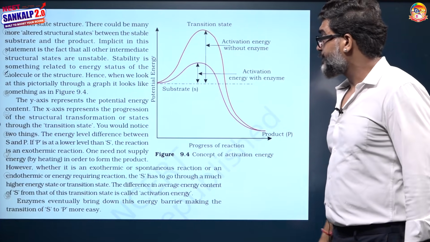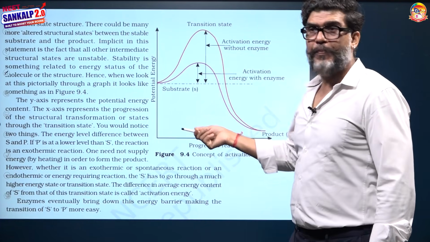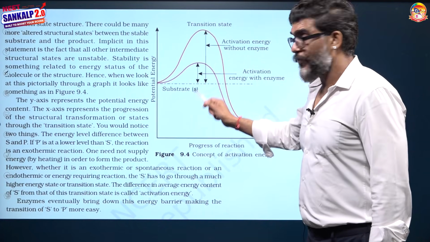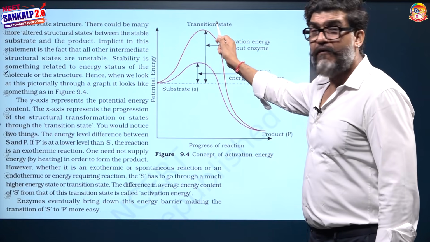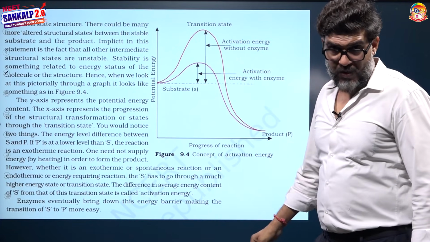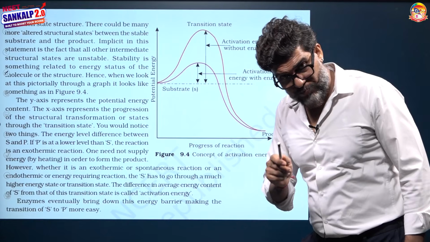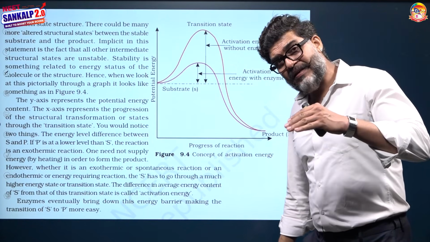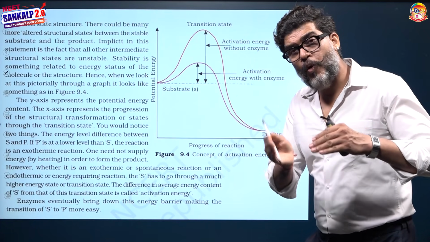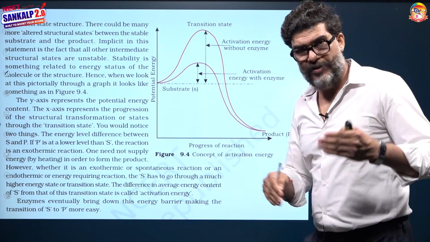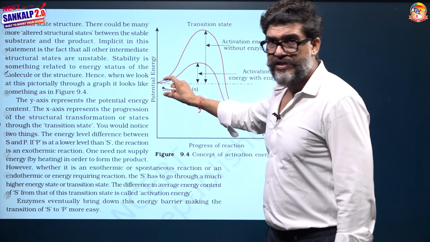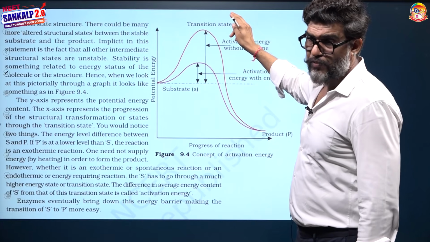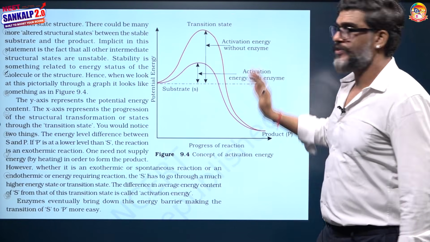It is indicating what? That when a substrate is to be converted into a product, first of all, the substrate has to attain an unstable state. This unstable state of the substrate is known as the transition state. Because when it is in an unstable state, only then can the chemical bonds of the substrate break and new bonds form. So the amount of potential energy required to create the unstable transition state of the substrate is known as activation energy.